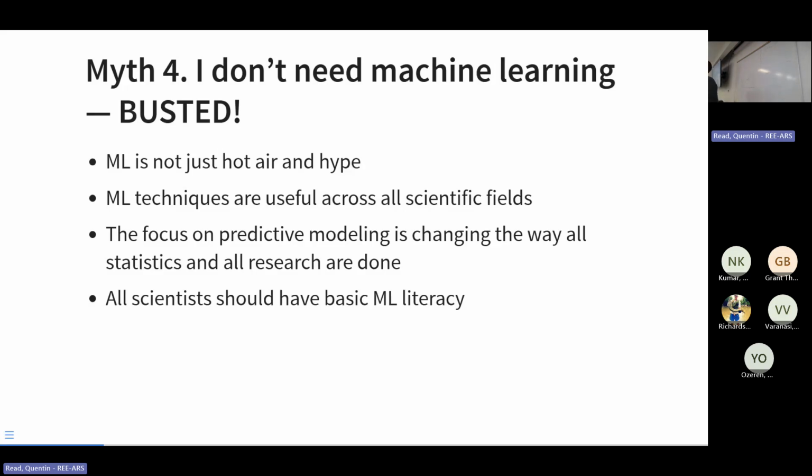Well, maybe you could get by with only classical statistics, but I think some of the techniques and concepts from machine learning, especially the focus on prediction, which we'll talk about more later, is changing the way all statistics is done and all research is done. So even if you don't become a practitioner and use these models a lot, having some basic literacy in it is incredibly important, because you're going to see it. You see it in our everyday lives now, but certainly in the literature, you're going to see some of this stuff, and it's good to know what you're reading so you can understand what people are doing.